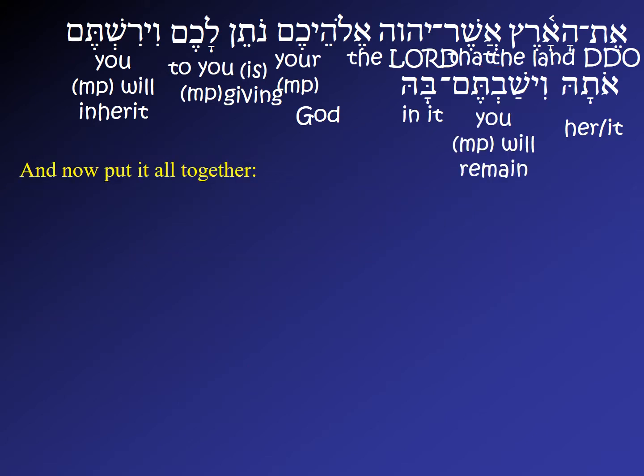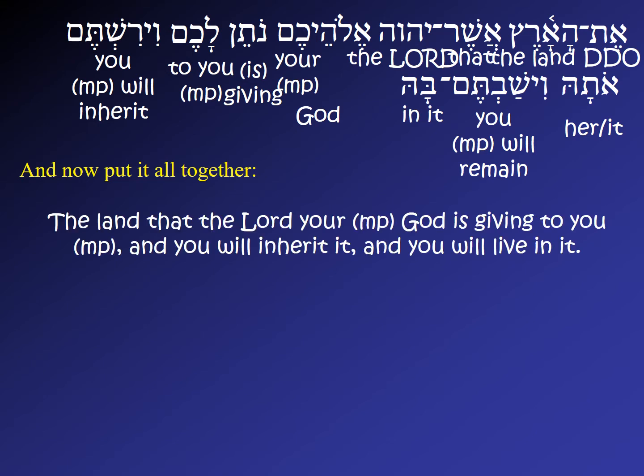Okay, now we can put this all together. Et haaretz asher Adonai Elohechem noten lachem virishtem ota vishavtem ba. Now notice that this sentence is this long, but it's actually a sentence fragment. It begins with the direct object, so there is some verb that we do not see here. So, translation: the land that the Lord your God is giving to you, and you will inherit it, and you will live in it.